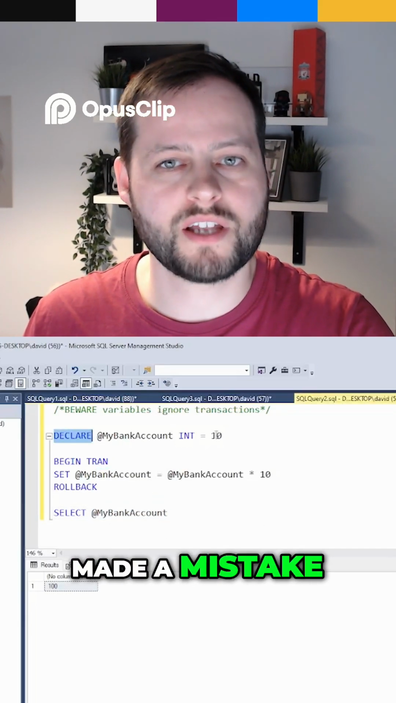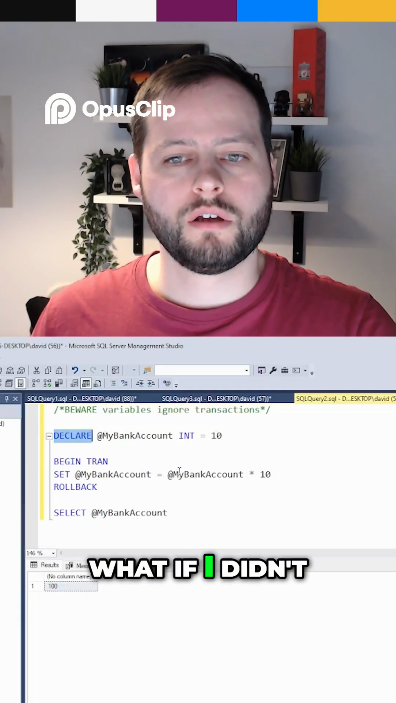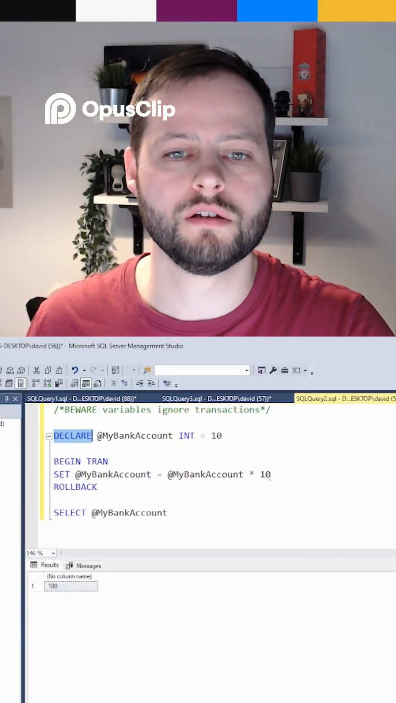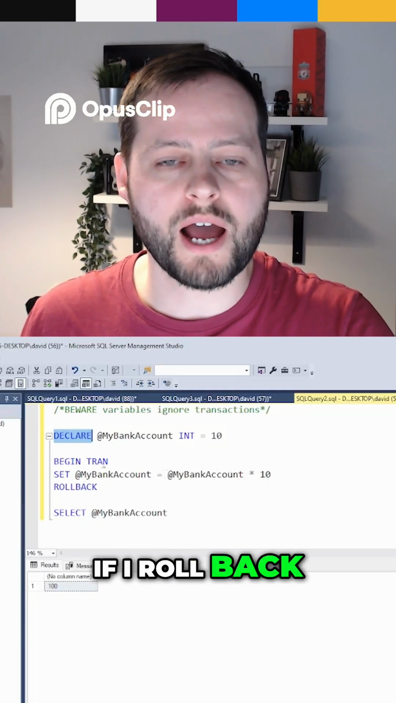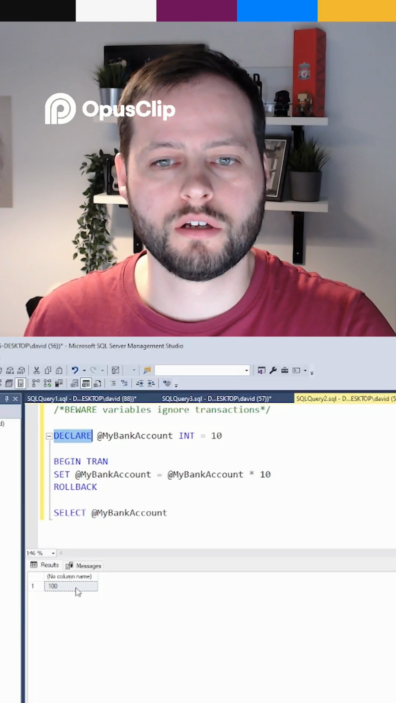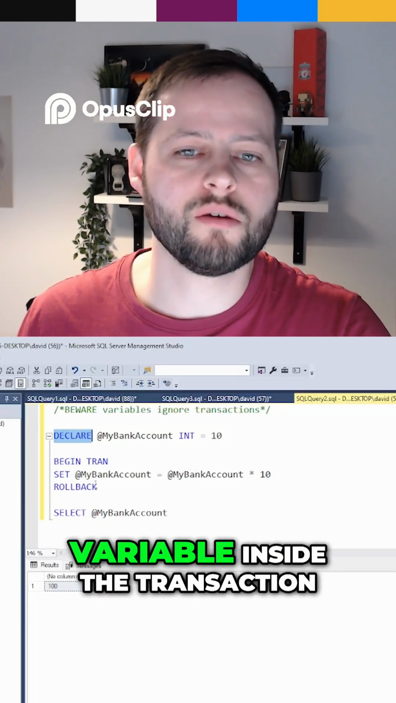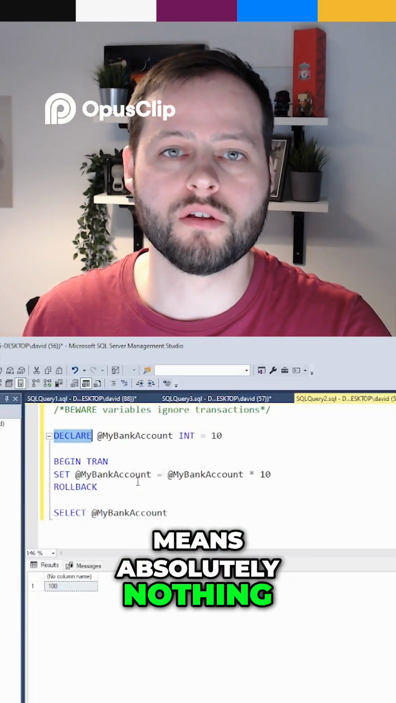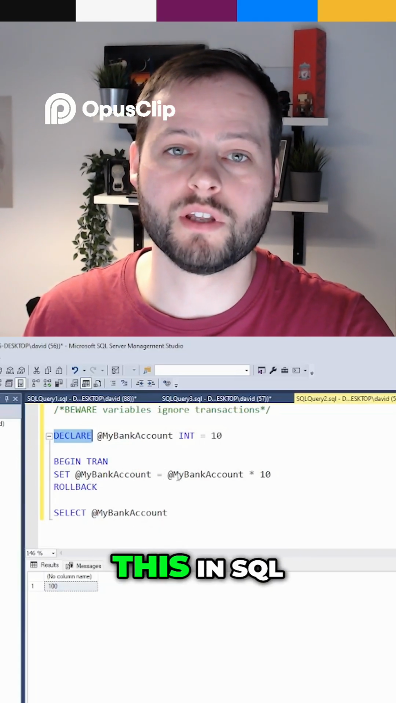But what if I've made a mistake? What if I didn't want to times it by 10? I only wanted to give myself 10. If I roll back, I still get 100. The usage of the variable inside the transaction, even with a rollback, means absolutely nothing. Be careful when doing this in SQL.